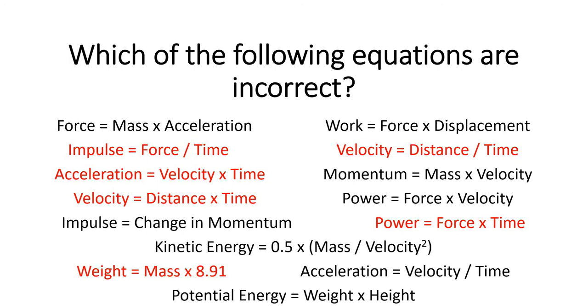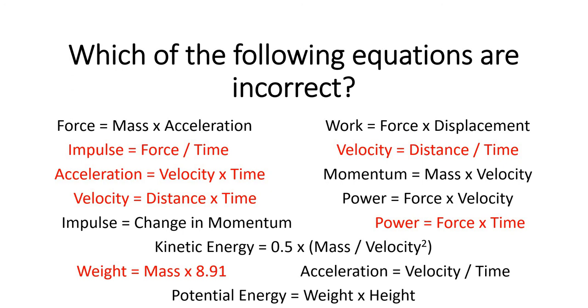Velocity is also not distance divided by time. Again, it's displacement divided by time. And power is force multiplied by velocity, so not force multiplied by time. The correct equation for power is above the incorrect one we have here.